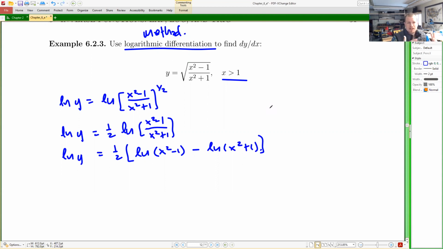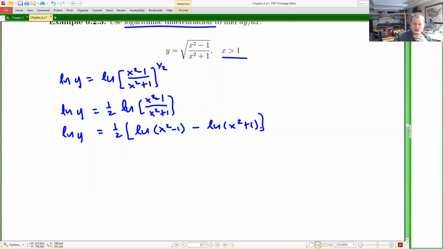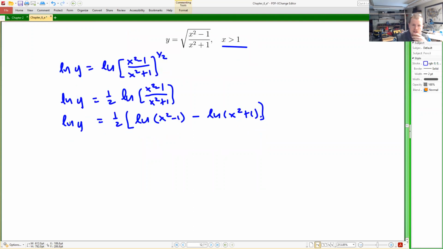Now we actually have to use implicit differentiation. Why? Because the left-hand side has a function of y, and y is a function of x. So I no longer have just y on the left-hand side. So when I take the derivative over here, I have a composition. The derivative of the natural log of y is 1 over y times y prime.